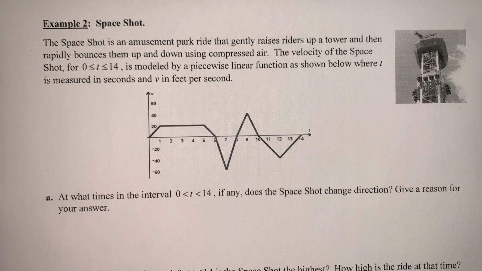It says over here that the space shot is an amusement park ride that gently raises riders up a tower and then rapidly bounces them up and down using compressed air. The velocity of the space shot for the times between 0 and 14 is modeled by a piecewise linear function as shown below, where t is measured in seconds and v in feet per second.